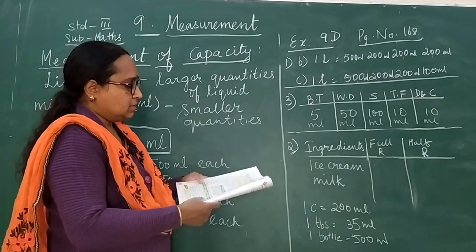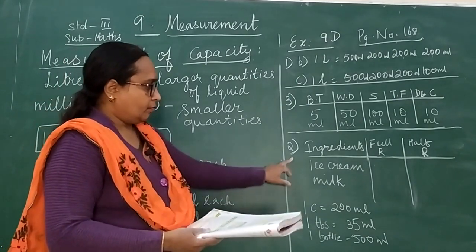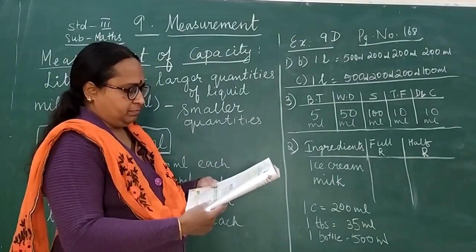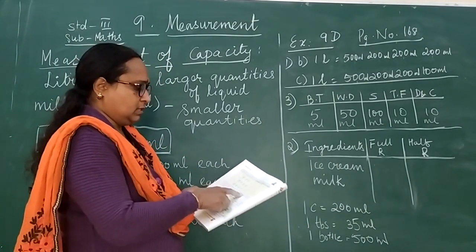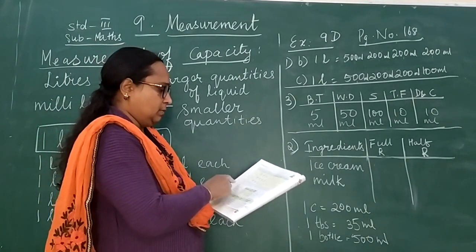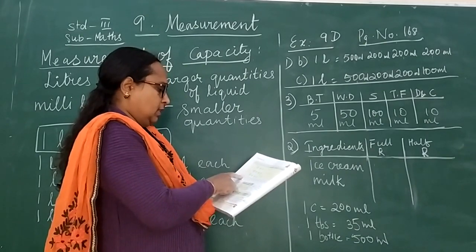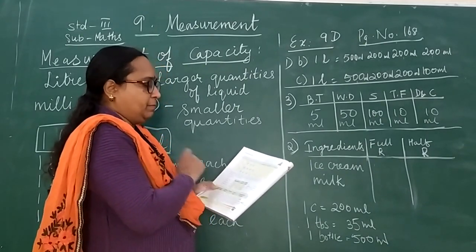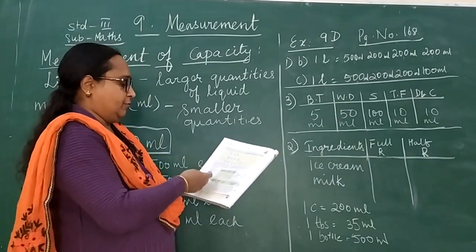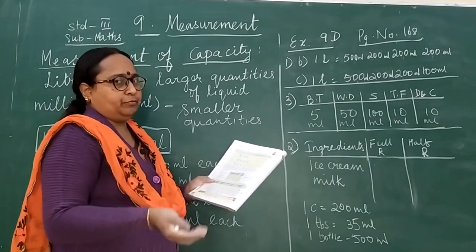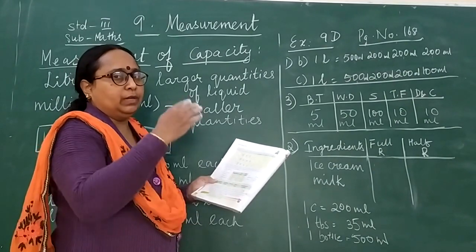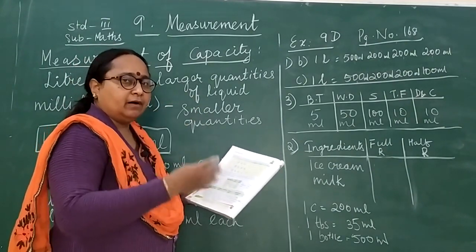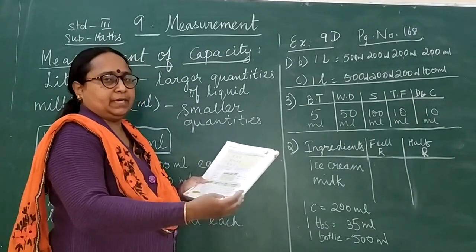Now coming to the second sum. This is a mango milkshake recipe. Show the quantity needed in ml in the first column. Then show how much will be needed if only half the quantity has to be made. So if your first one is for 2 people, now you have to make for 1 person. Then what happened? You will just divide it by 2. So only half the amount you will need for the preparation.